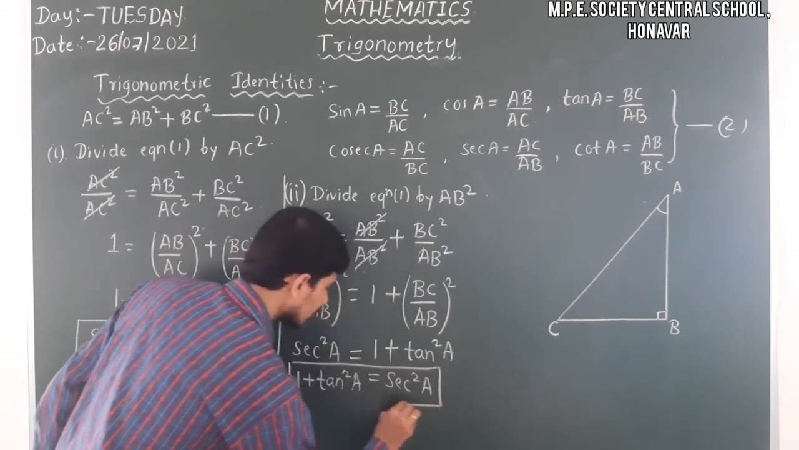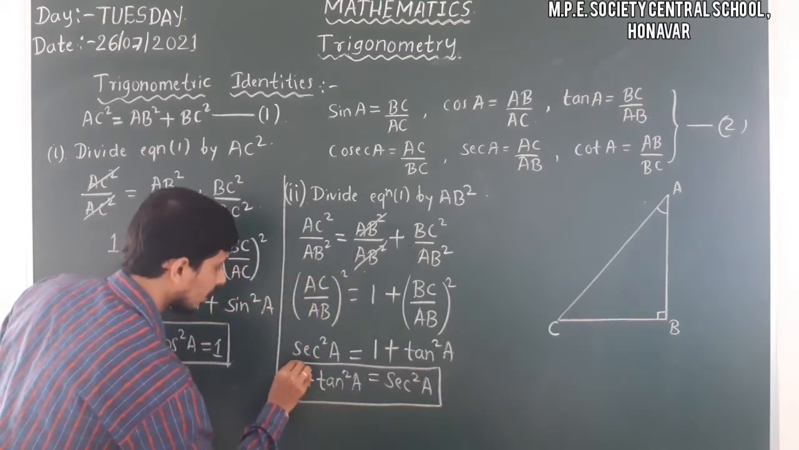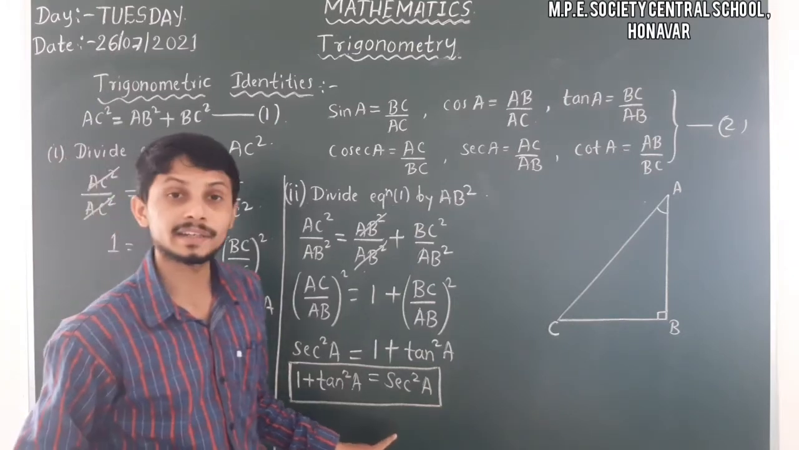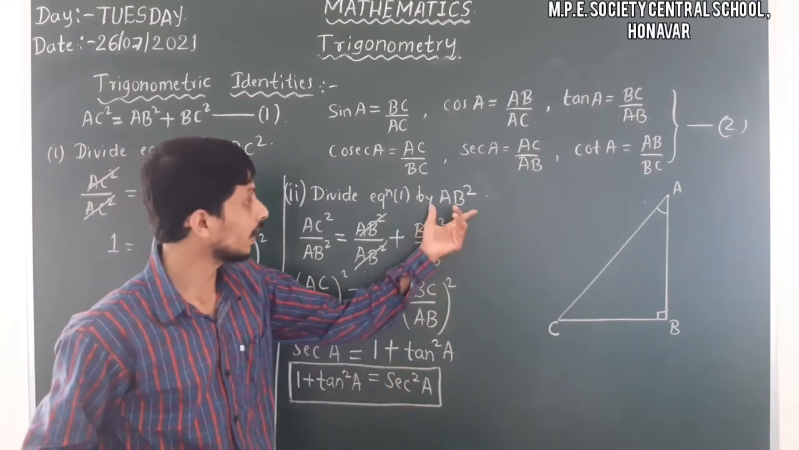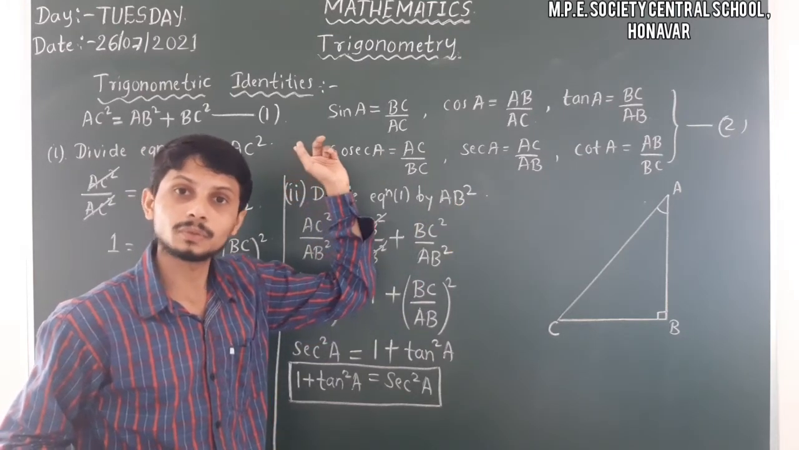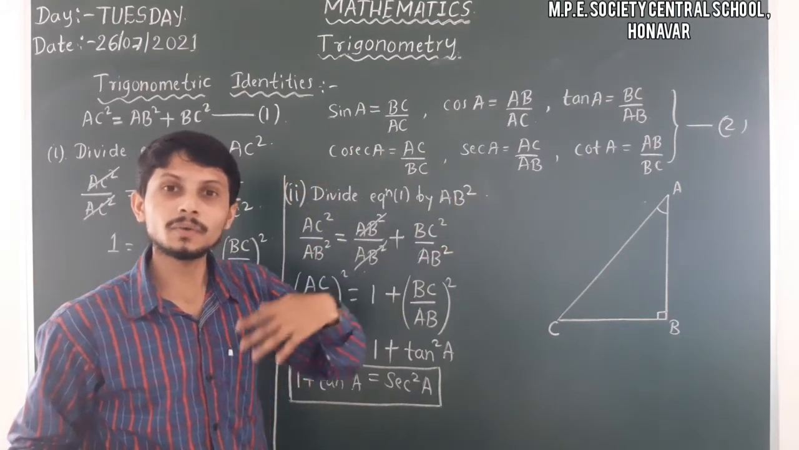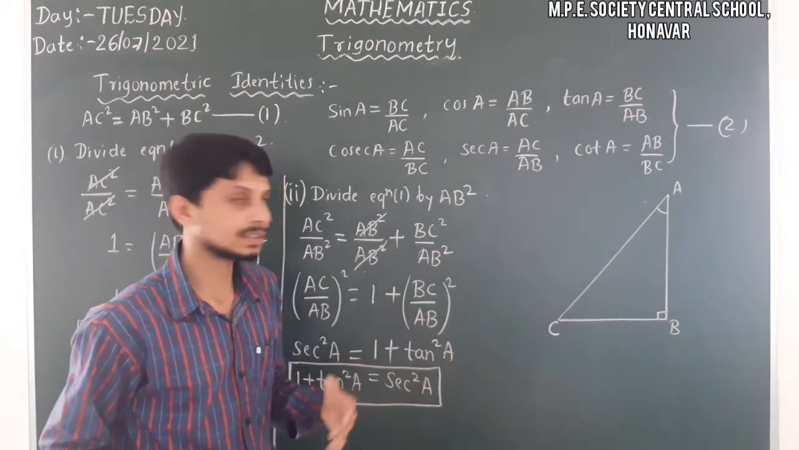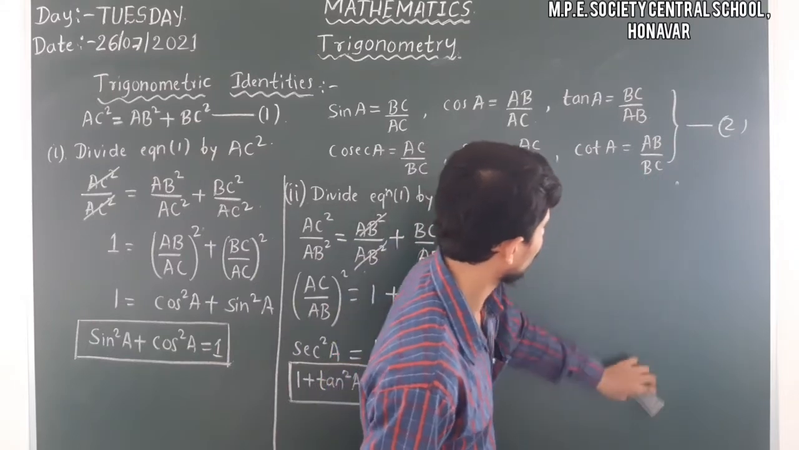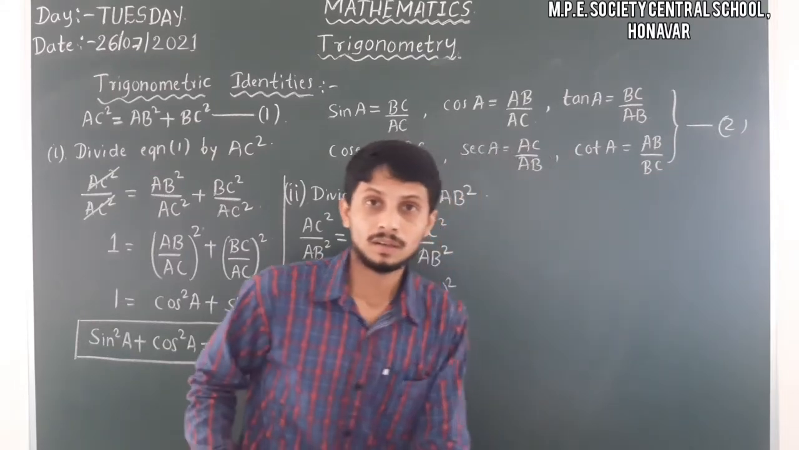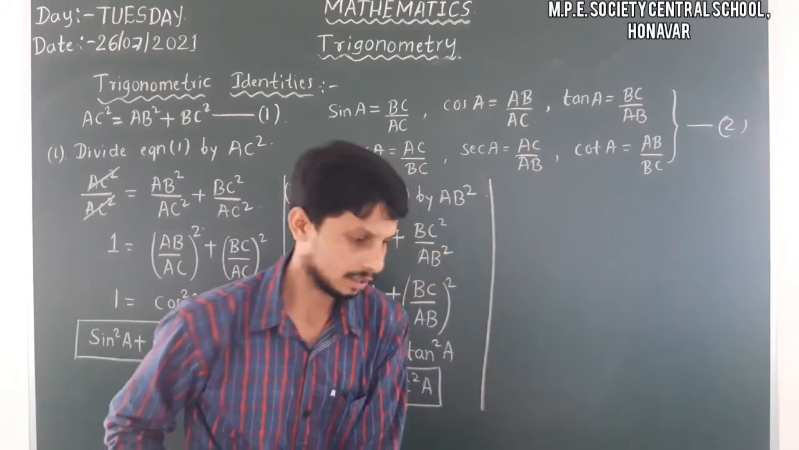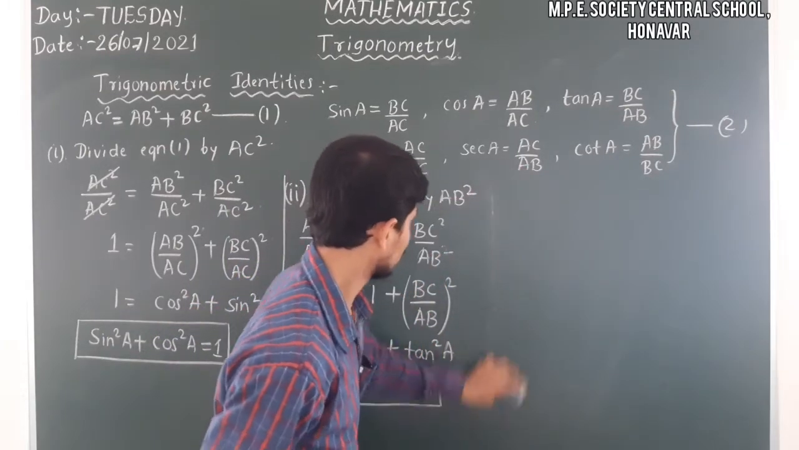So this is the second trigonometric identity. This is the first trigonometric identity, this is the second trigonometric identity. So we got this by dividing equation 1 by AB square. Likewise, another term we have is BC square. For BC square I want the space, that's why I am rubbing this triangle. Yes, here I have to write.